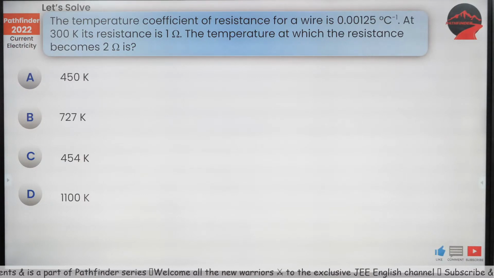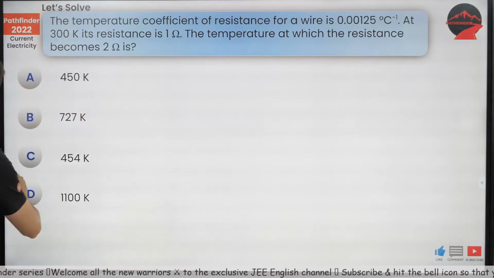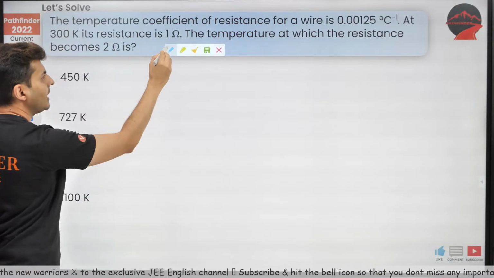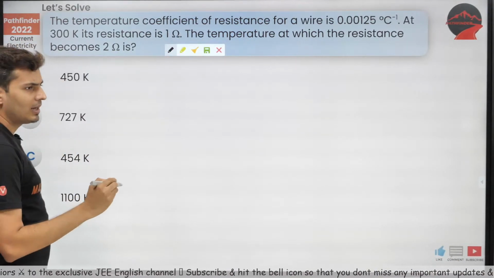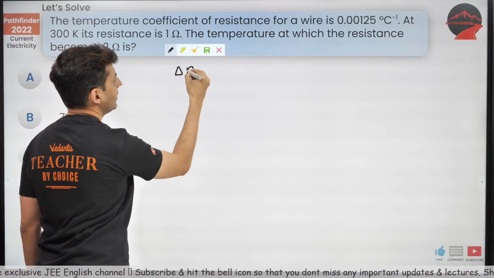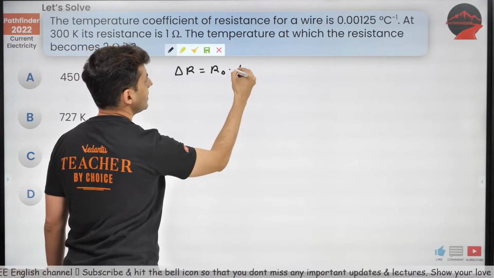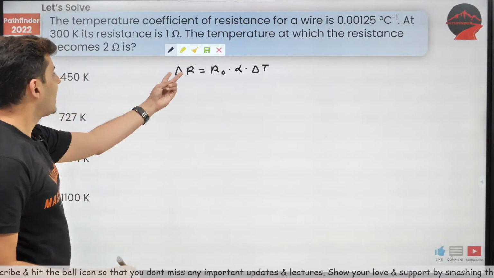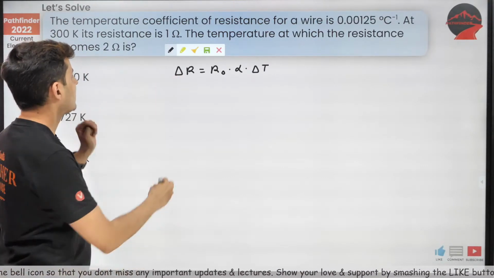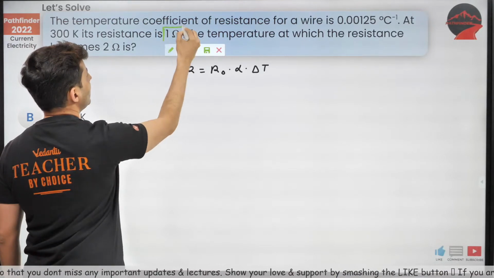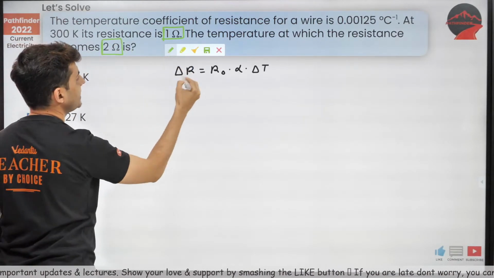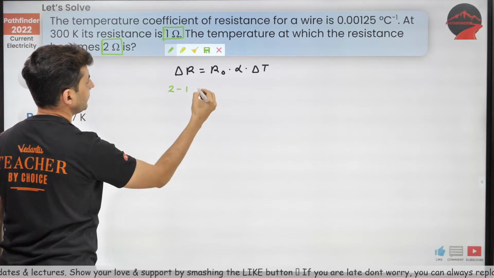At what temperature do you think the resistance will become 2 ohm? Let's try and do this question. All right. So which formula do I use? I think I need to use the formula of delta R is equal to initial resistance into alpha into delta T. Most likely this will help me. Has the resistance changed? Yes. How? Look at this. Earlier it was 1 ohm, later on it becomes 2 ohm. So the change in the resistance is 2 minus 1.